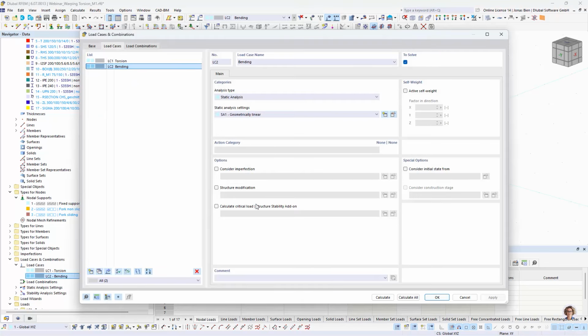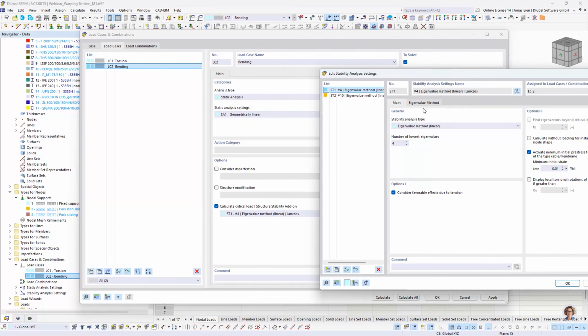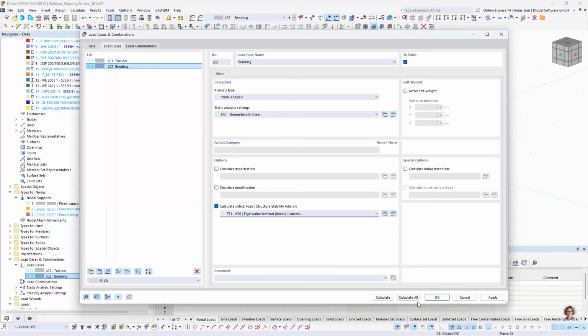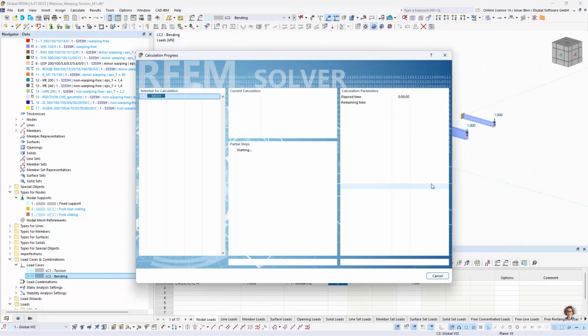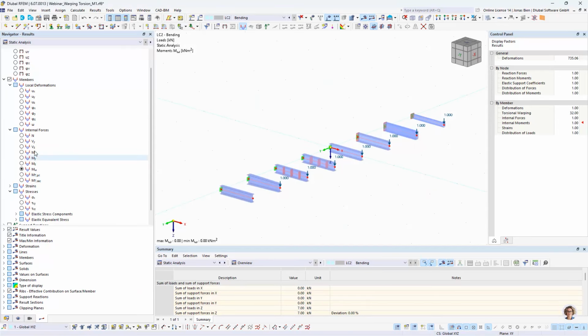But we are not only interested in the static analysis result, we wanted to check the critical bending moments, and those we can get by assigning a linear eigenvalue analysis to this load case 2 that we just generated. And I think 4 eigenvalues are not enough, so I will just increase the number of eigenvalues that it should calculate for this example, so we can see the eigenshapes of multiple beams and investigate and compare them. And that's basically it.